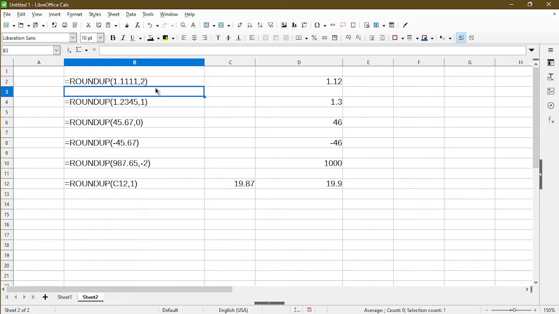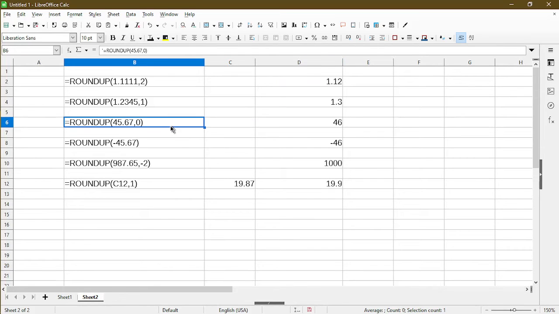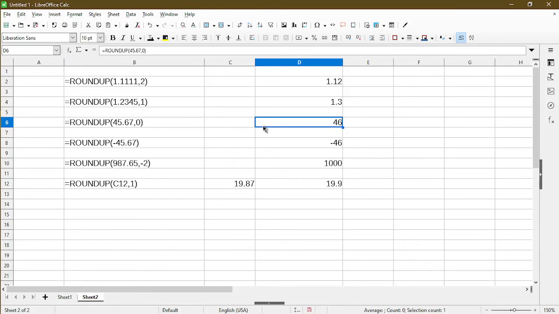In this first example, we wanted to round up 2 decimal places, so it becomes 1.12. In the second example, we just want to round up to 1 decimal place, so it becomes 1.3. In the third example, it's using 0, which just means round to the nearest integer, which is 46.